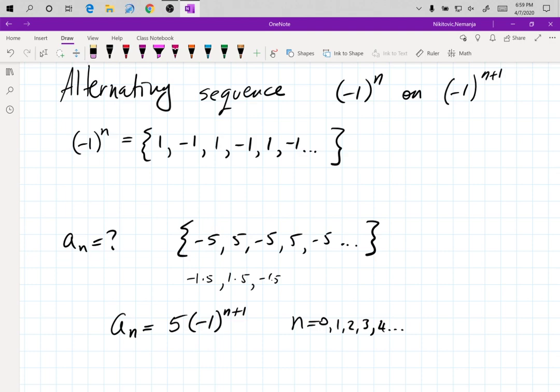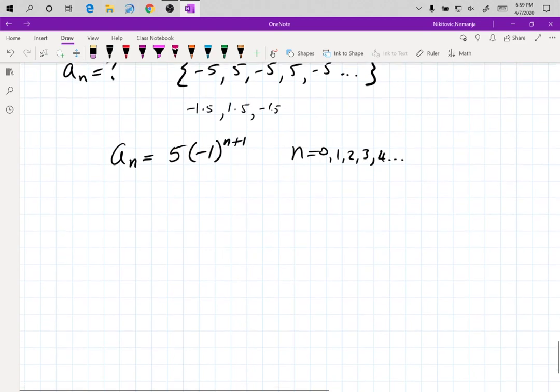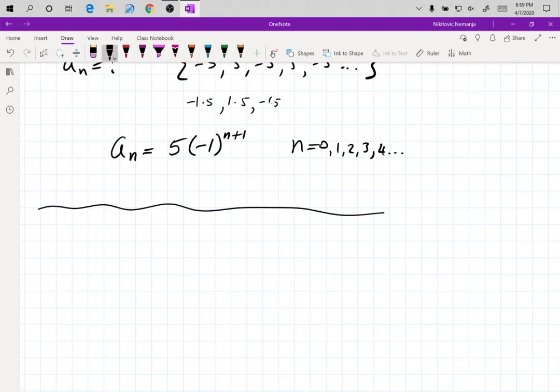So let's go and take a look at the next concept here. And I'll start with the graph of the sequence, then I will go into test for the sequence, then I will go into terminology. So graphs.